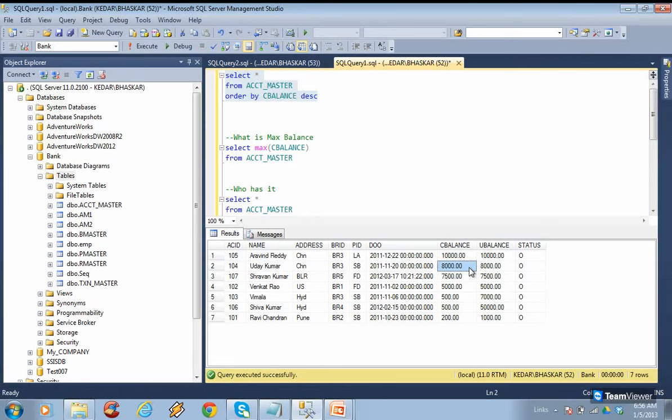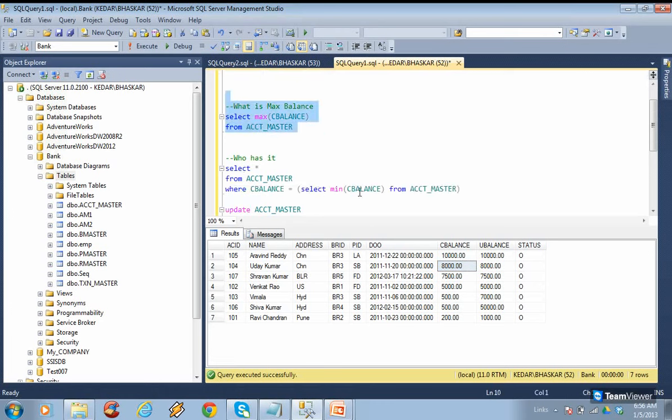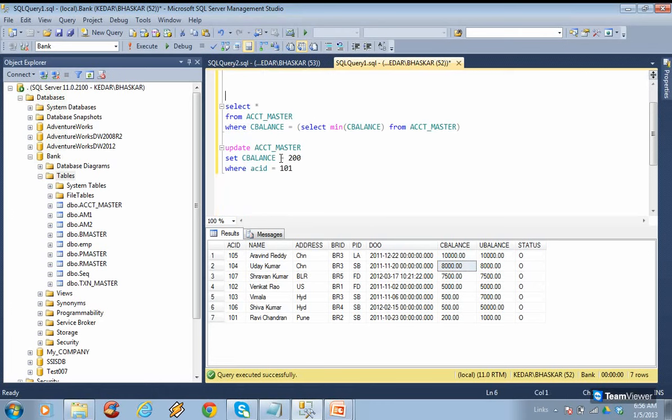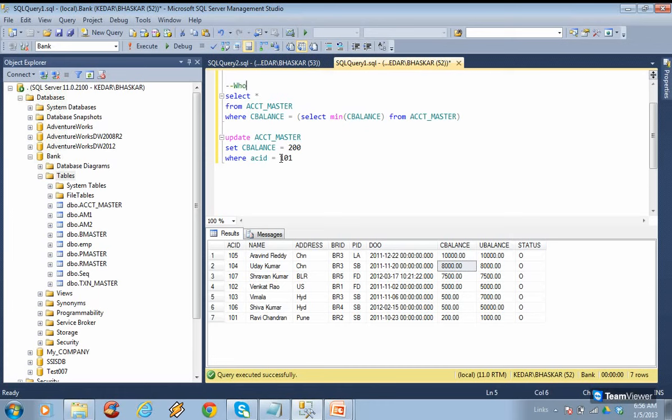Is there any clue you need to put here? Now we are able to write how to find out the maximum balance, but the query now is who has the max balance. But the second query would be who has the second highest. Okay, so this will always give me who is the highest.